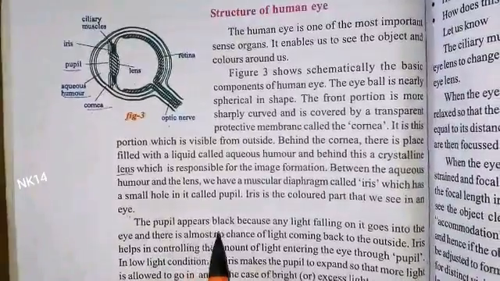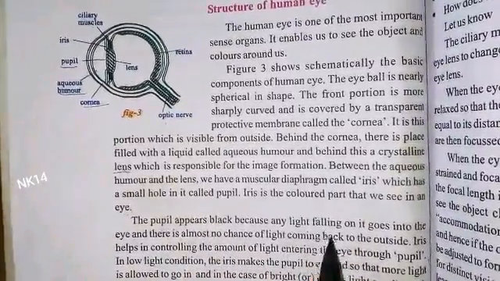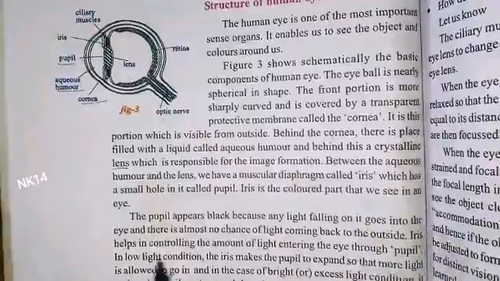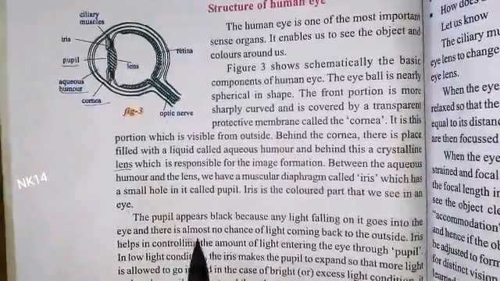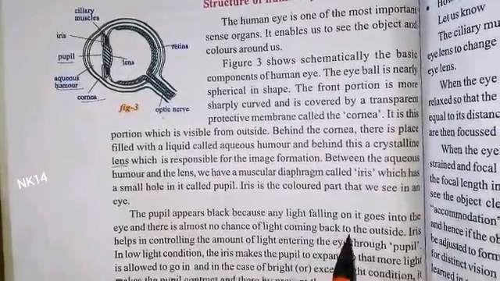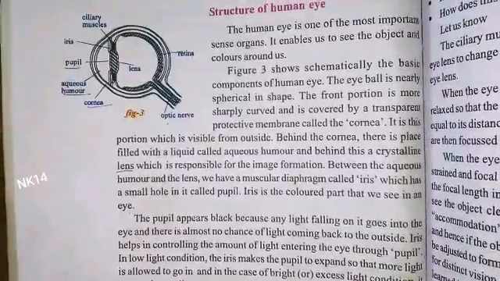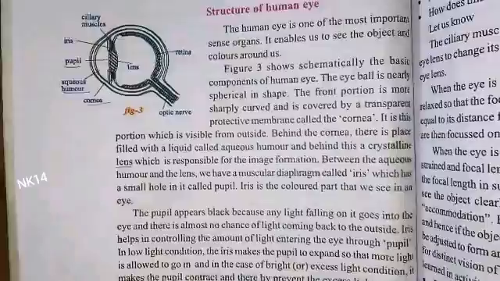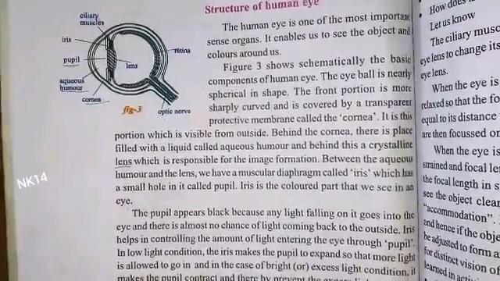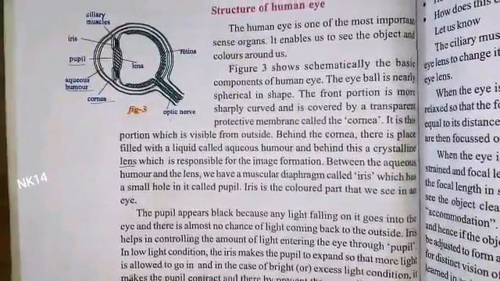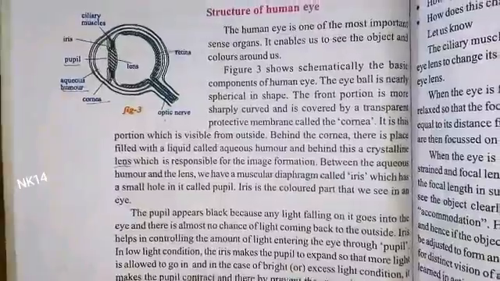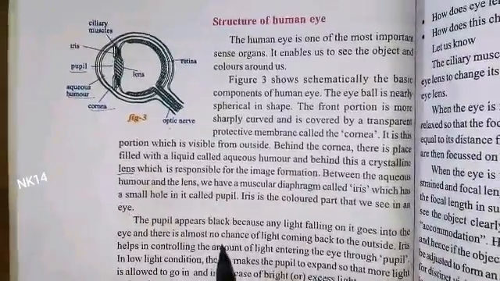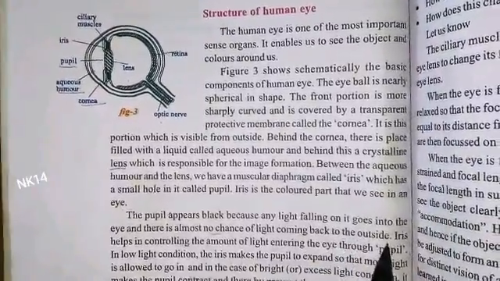Next, the pupil appears black because any light falling on it goes into the eye and there is almost no chance of light coming back to the outside. So the black portion we are seeing is called the pupil. Why is it black? Because it absorbs all the light falling on it and there is no chance of light coming back to the outside.